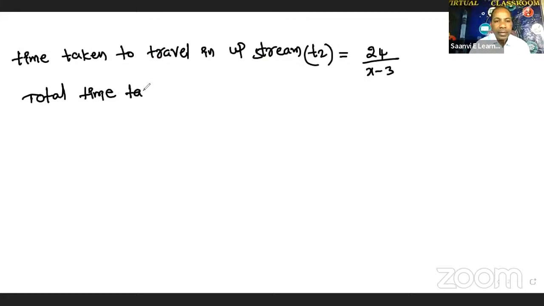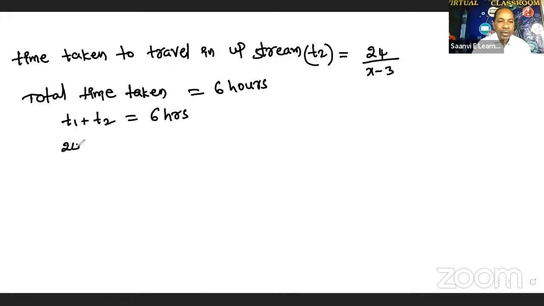Total time taken. How many hours? 6 hours. Total time taken 6 hours. Total time means T1 plus T2, that is equal to 6 hours. T1 is 24 by x plus 3, plus T2, 24 by x minus 3, that is equal to 6.